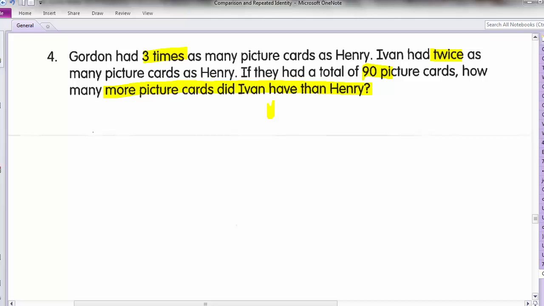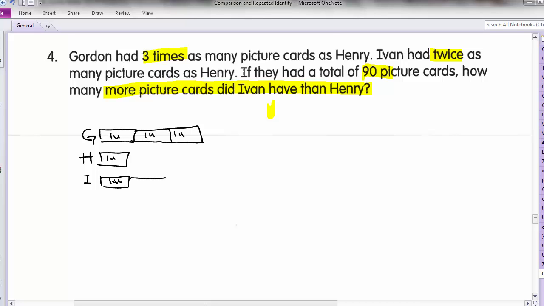Let's look at Gordon and Henry. So Gordon had 3 times, so Henry is 1 unit. Gordon is 1 unit, 2 units, and 3 units. Okay. Ivan twice as Henry, so Henry is only 1 unit, which means Ivan is 2 units. Total, I've got 90. How many more did Ivan have than Henry?